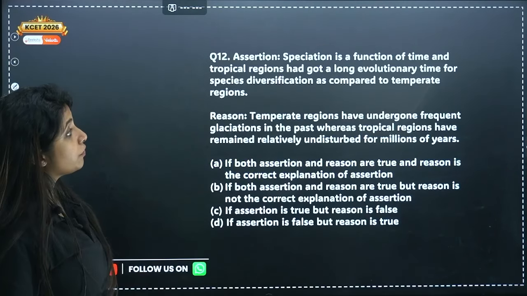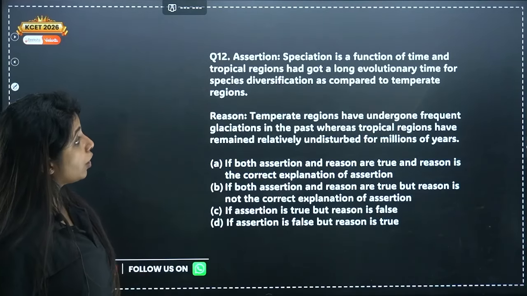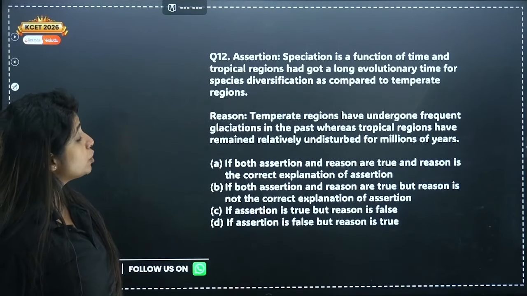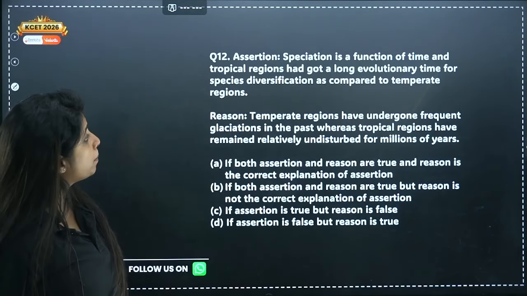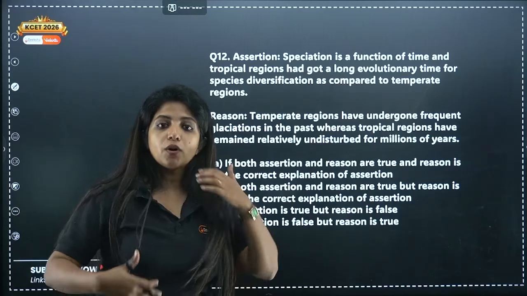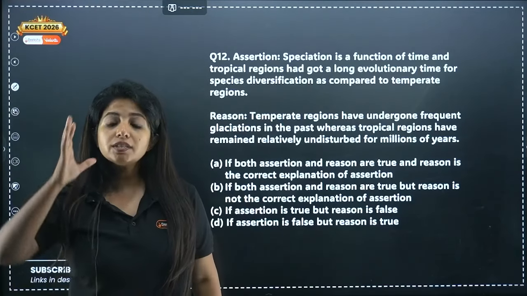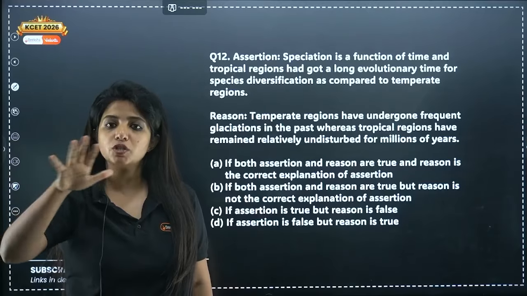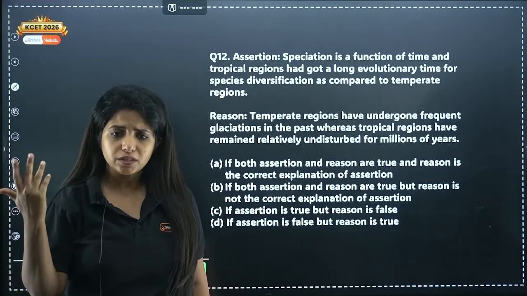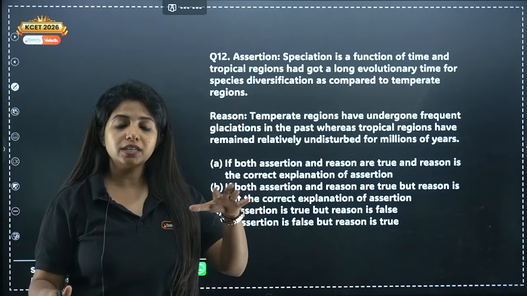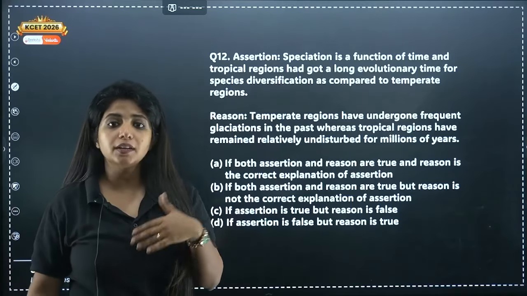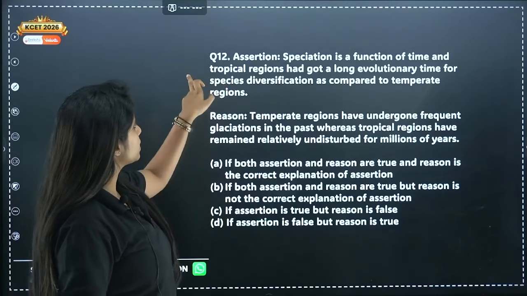Assertion, speciation is a function of time, and tropical regions had a long evolutionary time for species diversification as compared to temperate regions. So speciation, or the formation of species, is a time-taking process. And tropical regions have got this time. Why? Because they are very much stable compared to what? Temperate regions. Is that so? Yes. Temperate region, as I said, has frequent glaciation, this and that. That is why it is not stable. So this statement is correct.